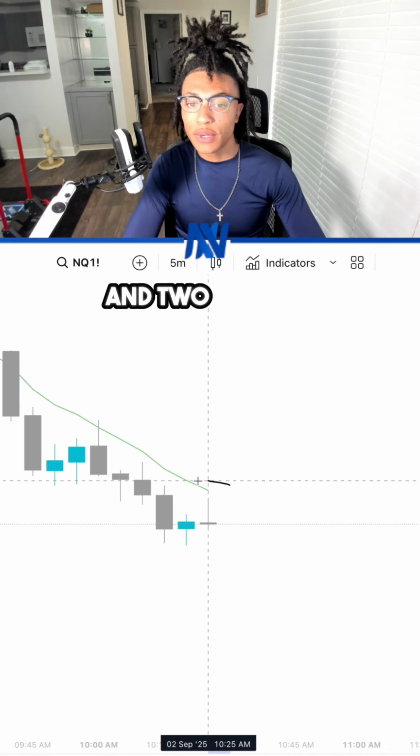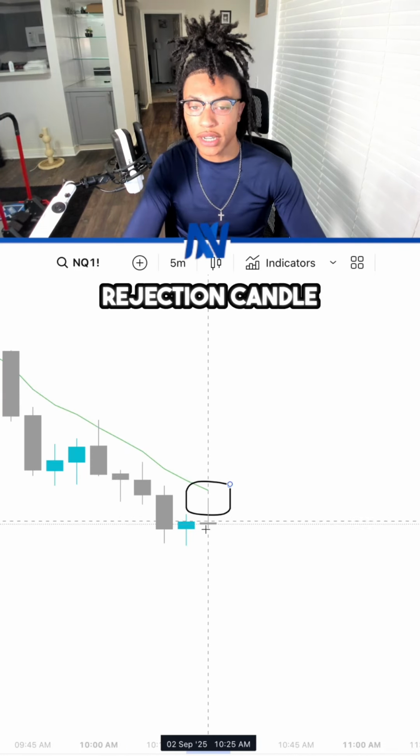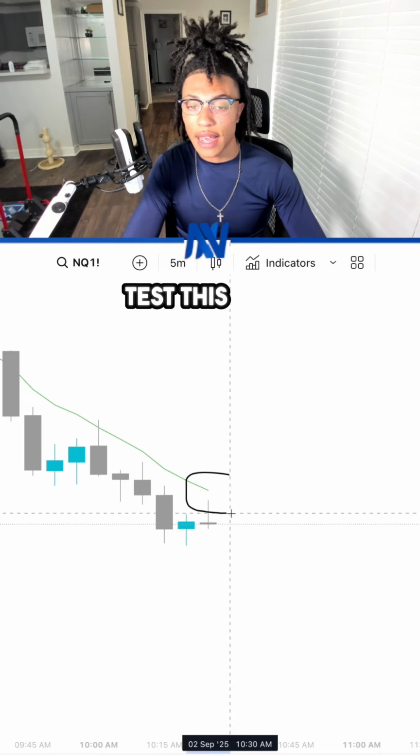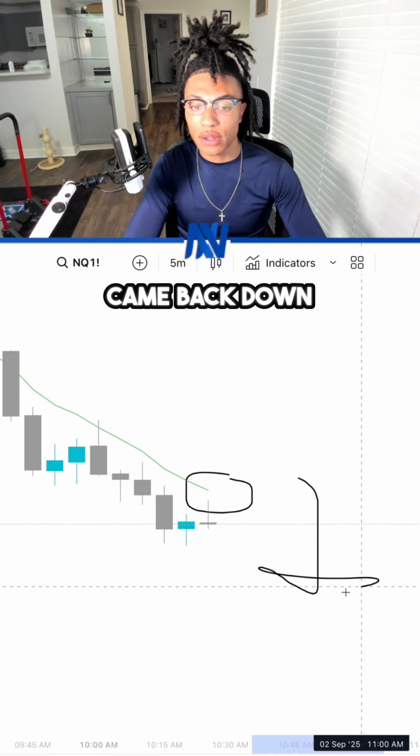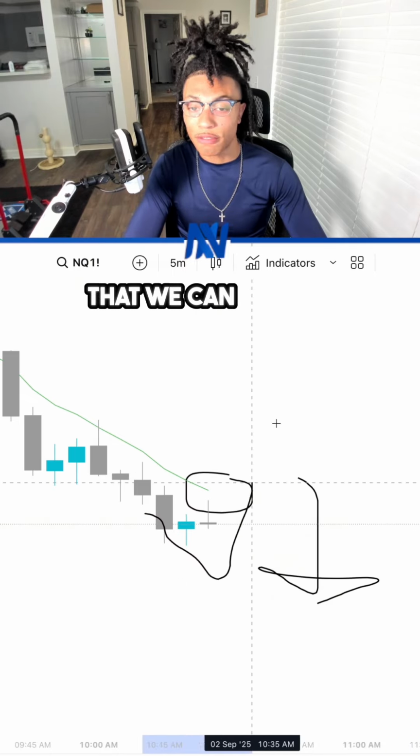still active. And 2 candles later, we can finally see that nice rejection candle play out right here. Price started to test this 8 EMA equilibrium zone, came back down to close under, which signals that we can finally get into a trade.